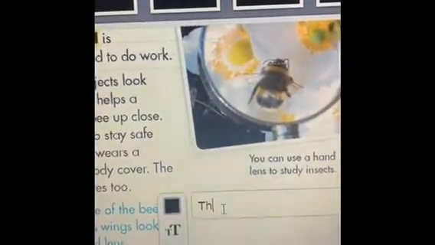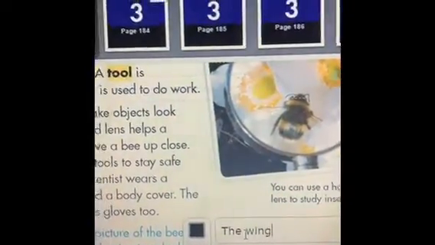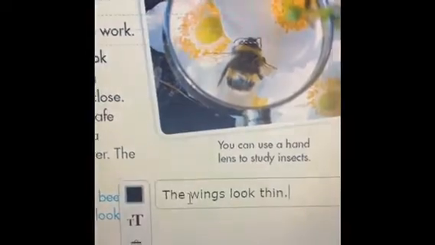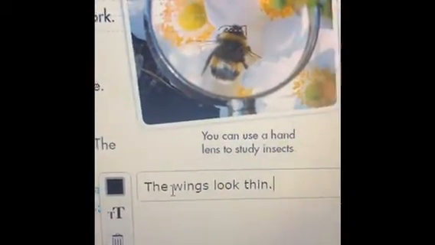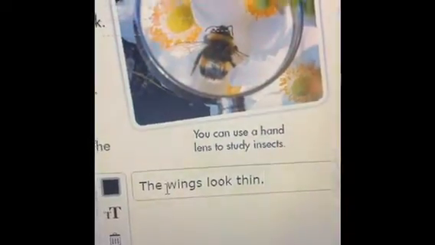So the wings look thin. By using the hand lens we can observe that the wings of the bee look thin.